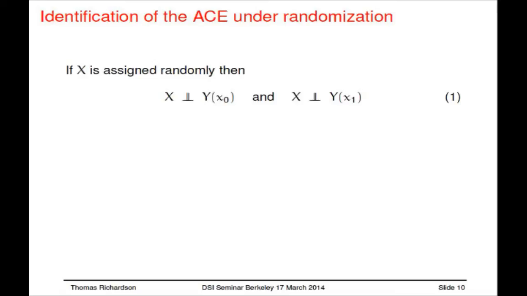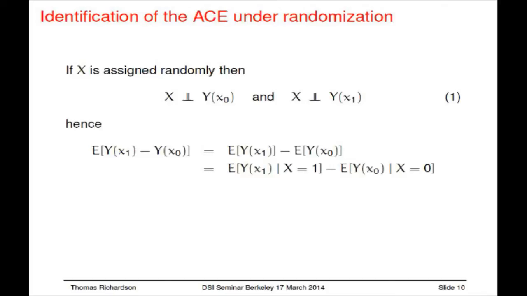Okay, so if treatment is assigned randomly, then x will be independent of our potential outcomes. And then we can get from here, this is our definition of the average causal effect, just by laws of expectation. This is the difference of the averages.